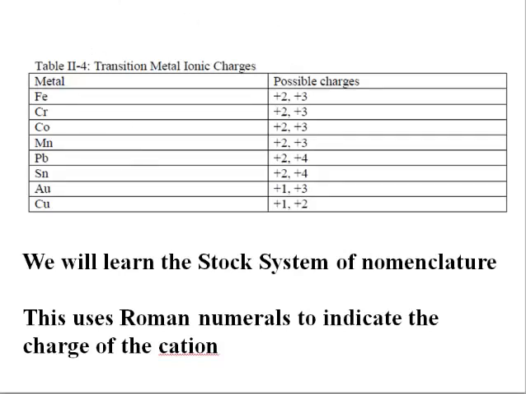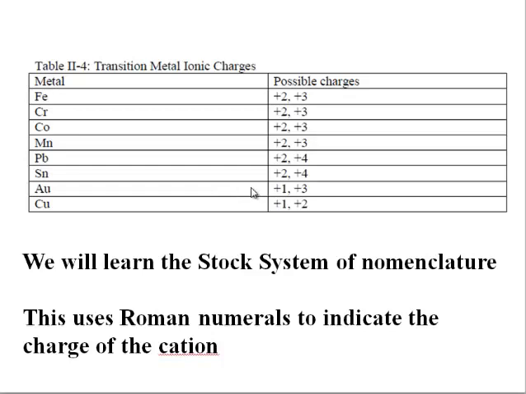Table 2.4 of the text shows possible charges for various metals. For example, iron may have a charge of +2 or +3 in ionic compounds, and the same is true of chromium and cobalt and manganese. Lead and tin are actually not transition metals, but they have positive charges of 2 or possibly 4 in ionic compounds.